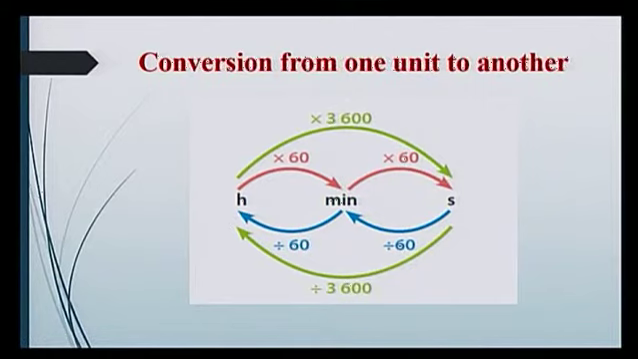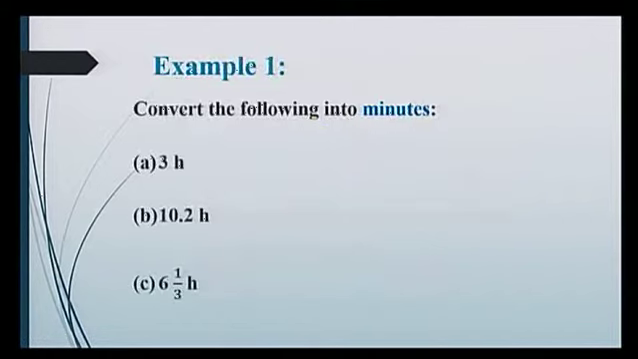So let us have a look at some examples. The first one, convert the following into minutes. So we have 3 parts. Part A, 3 hours. Part B, 10.2 hours. And part C, 6 1/3 hours. So let us have a look at the solution.